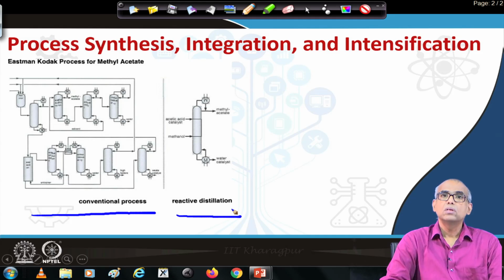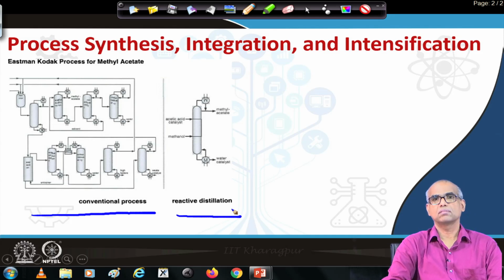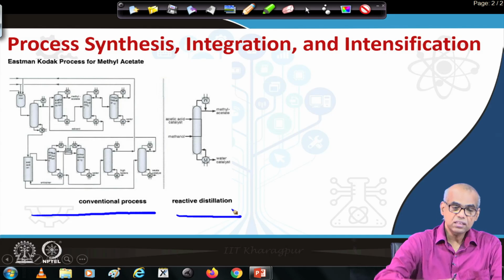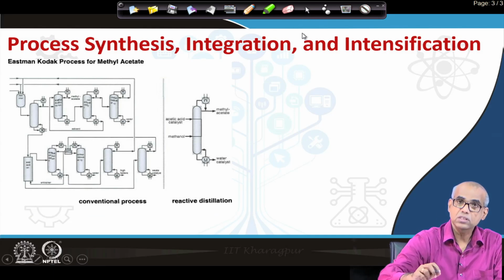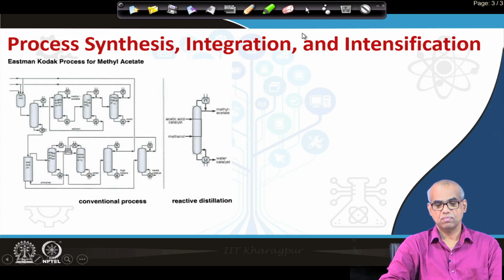Now, this operation can be carried out in a distillation column. So, the same equipment or processing unit is serving the purpose of reactor as well as separator. So, this drastically reduces the number of processing steps or processing units, thereby the process is being intensified.